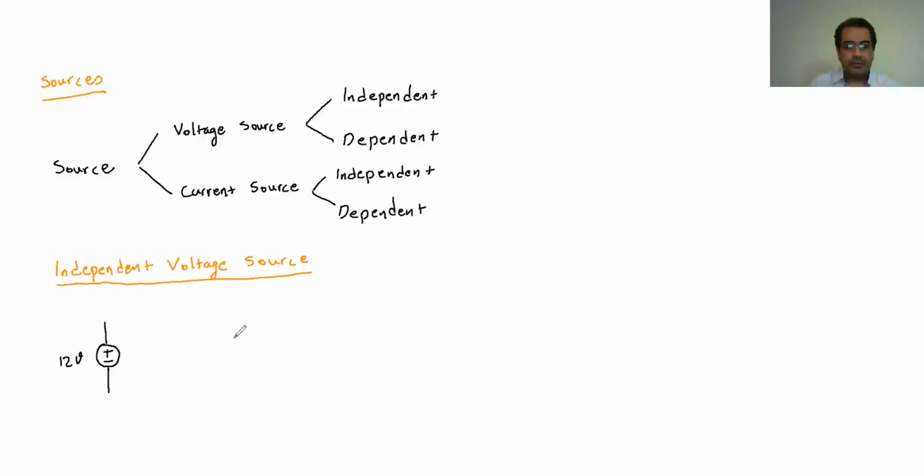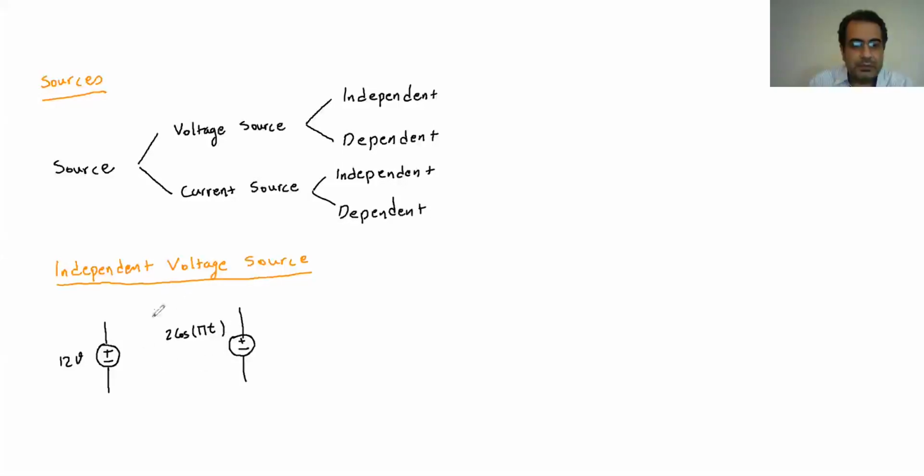It can also be in an alternative format. For example, it might be similar to that, again with positive and negative terminals, and then the voltage can be, for example, 2 cosine pi t.